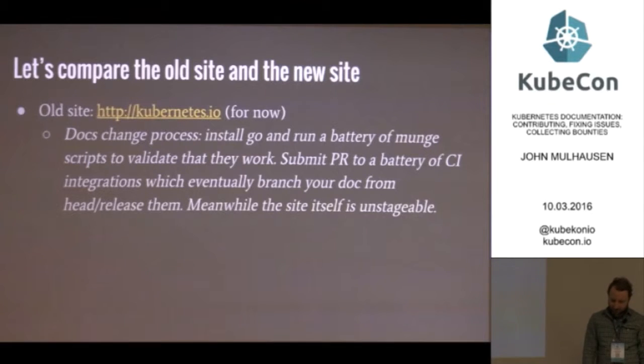Let's compare the old site with the new site. The old site, I'm not going to bring it up in the browser. I think everyone's seen Kubernetes IO. The docs change process was you install Go and run a battery of munch scripts that validate whether your docs is going to work with the repo. You submit a PR up to the Kubernetes repo, and more CI scripts run up there. And what you ultimately submit is only good in the head branch, and some other munging script turns that into a versioned version of the doc, and then eventually that ends up going live at the point where they cut the branch, et cetera, et cetera. It's kind of a terrible process.